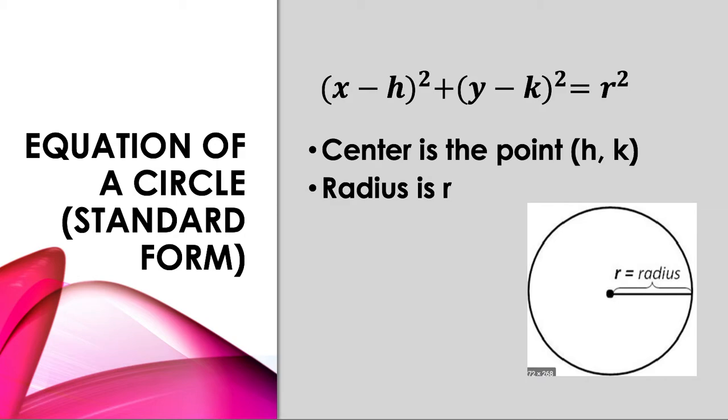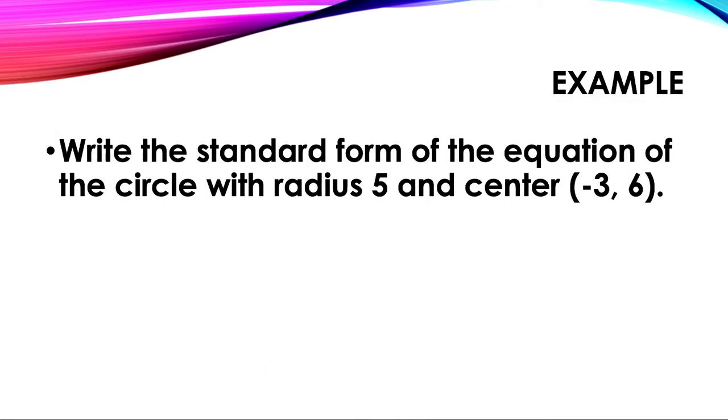Remember that the radius is the distance from the center of the circle to any point on the outside of the circle, as shown in the picture. So let's begin with an example. We want to write the standard form of the equation of the circle that has radius 5 and center -3, 6. So the first thing that I'm going to do is write down the standard form of the equation of the circle.